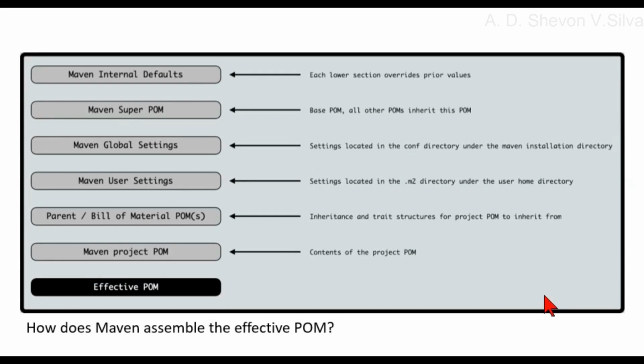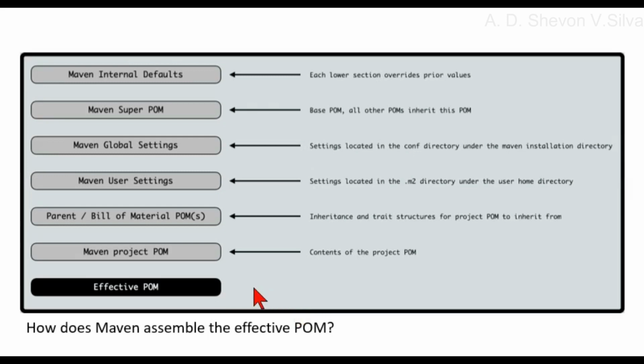An effective POM is an assembly of execution steps, properties and profiles, the content that Maven can execute for a project, and an exhaustive set of dependencies and plugins needed for such an execution, determination of any transitive dependencies of dependencies to full depth imaginable, and any conflict resolution in terms of dependency version. How does Maven assemble the effective POM?